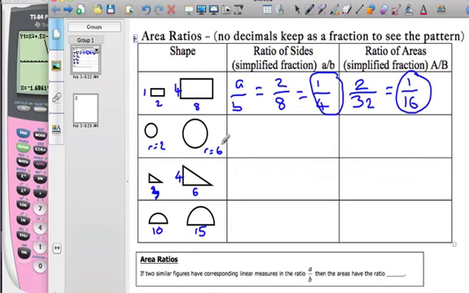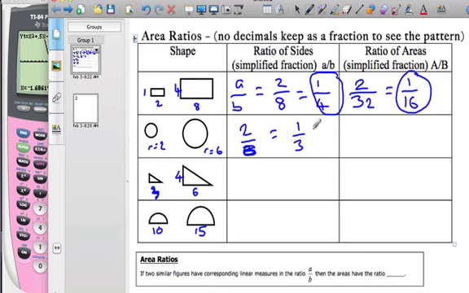Let's try another one. Okay, so circles. First of all, just a length. So we could pick the radius or the diameter. We'll pick the radius here. So we're comparing 2 and 6. So they're in the ratio of 1 to 3.